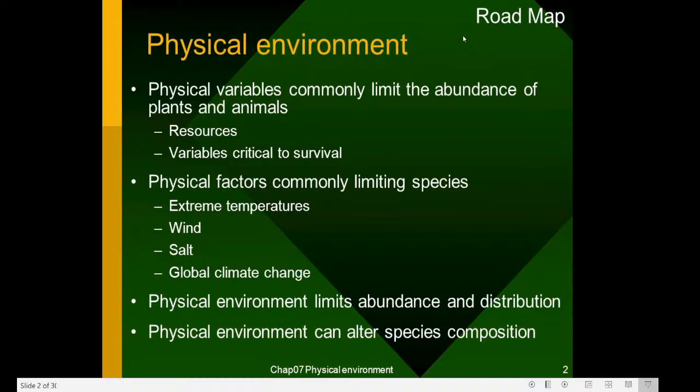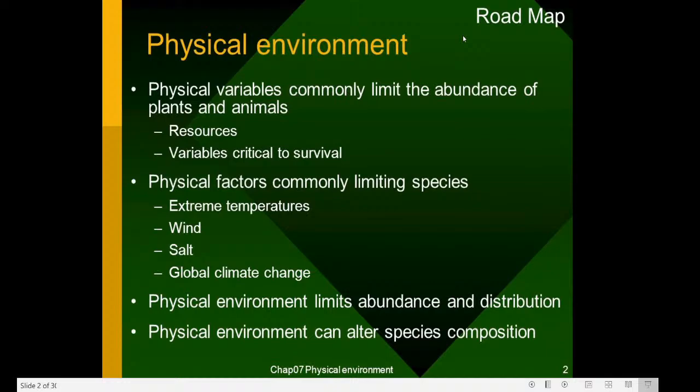Plants grow effectively only in some periods, with some temperatures. Animals effectively produce their secondary metabolites and are active only in particular periods. All these physical variables limit the abundance of animals and plants. Some plants flower in higher temperatures, that kind of thing. And the physical factors limit species.